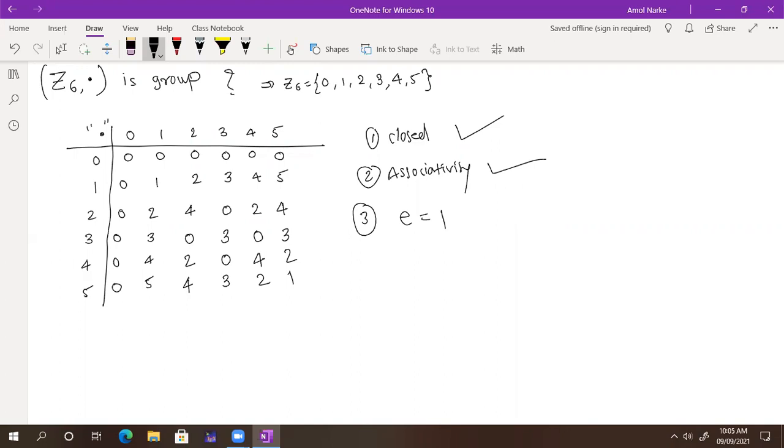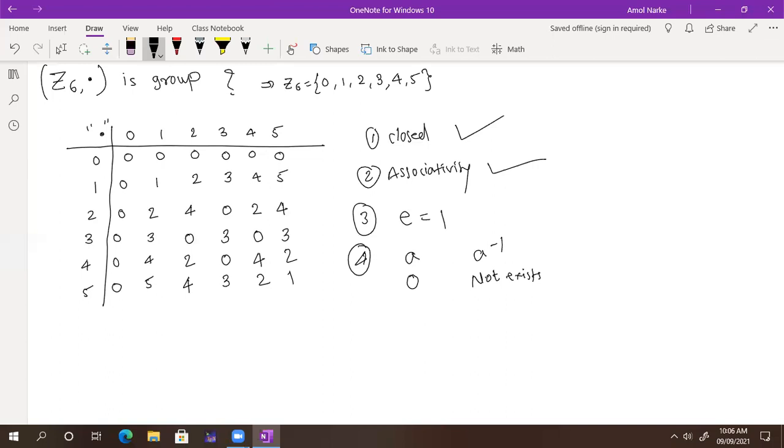What about the inverse? Fourth element. So I just write A here, A inverse here. What is the inverse of 0? Check it out here, whether I am getting the identity somewhere. No, sir. So it does not exist. Okay. So it is not a group. It is not a group.